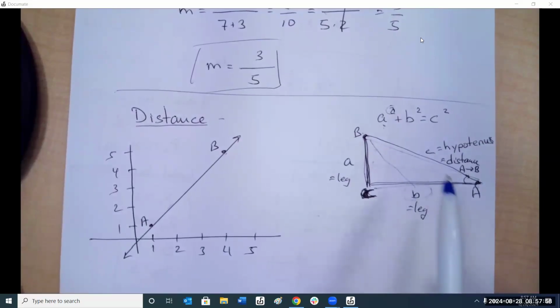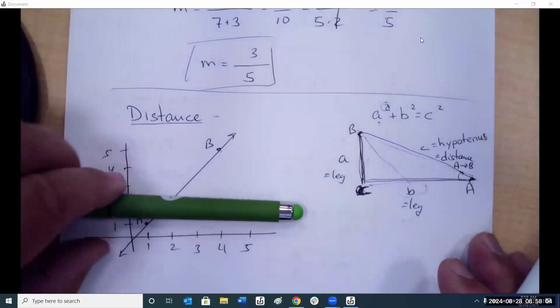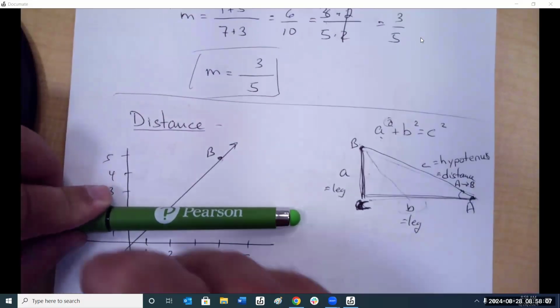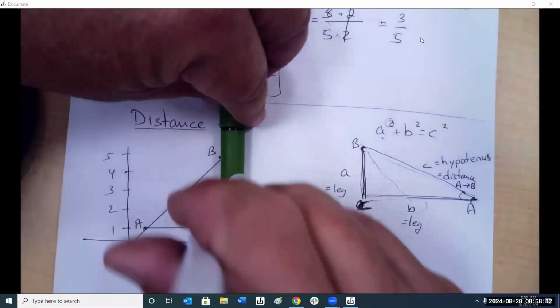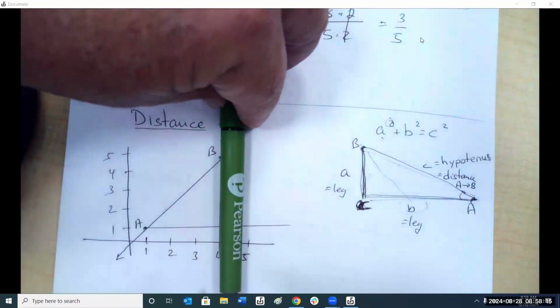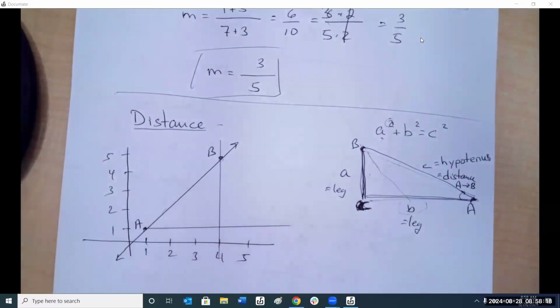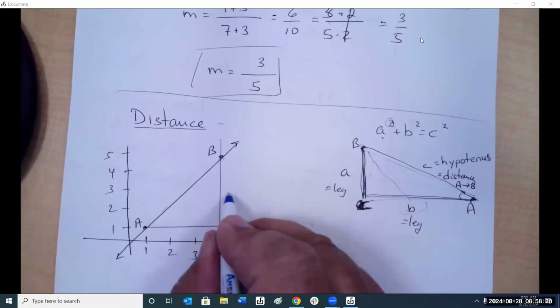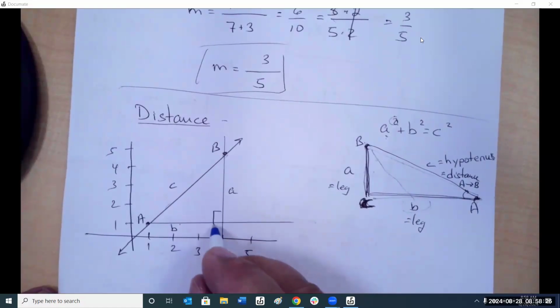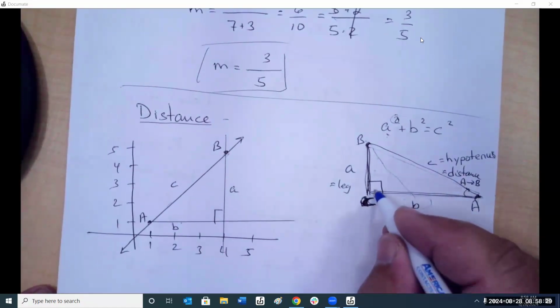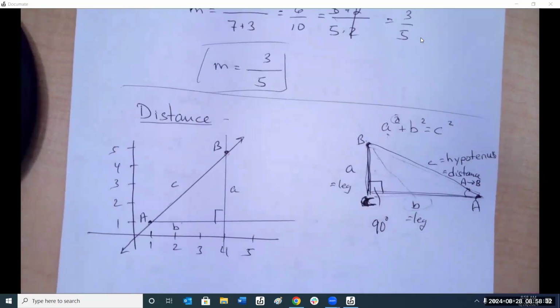So you see how this picture can fit on this? From A, I could draw a horizontal line, and then a vertical line from B. I've created my triangle, where this is little a, this is little b, and that's c. It only works on right triangles. They're 90-degree angles. So far, so good.